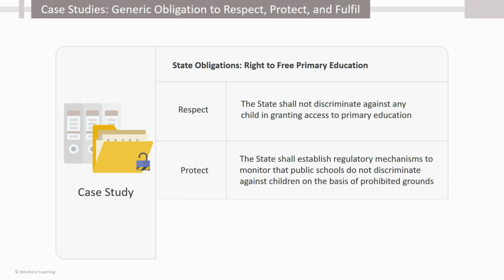Obligation to protect. The state shall establish regulatory mechanisms to monitor that public schools do not discriminate against children on the basis of prohibited grounds.